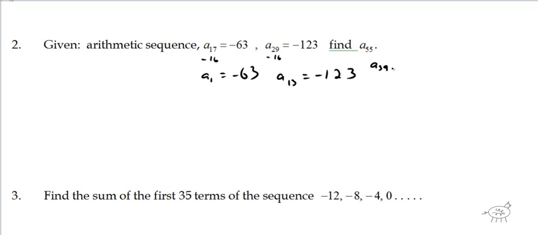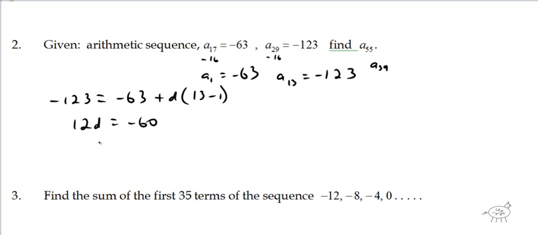So it's just like a new problem, but much easier, because the first thing I'm going to do is find d with a sub 1 and a sub 13. So I have negative 123 equals negative 63 plus d times, and now I'm using 13 minus 1. So I wind up getting 12d. Move this negative 63 over, equals negative 60, so d is equal to negative 5.